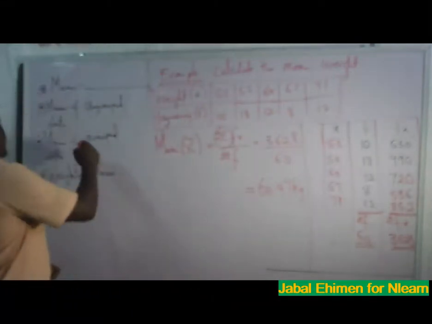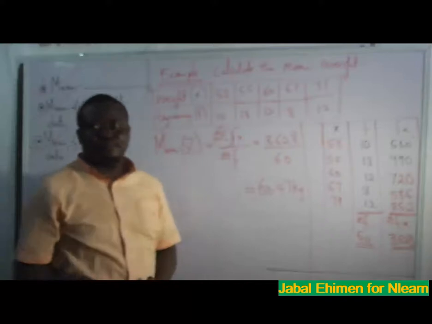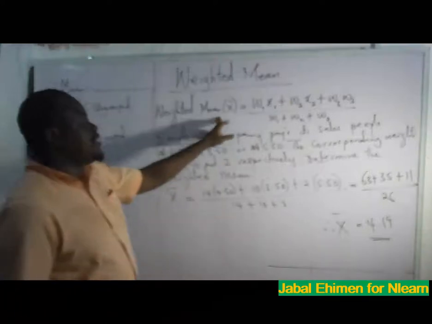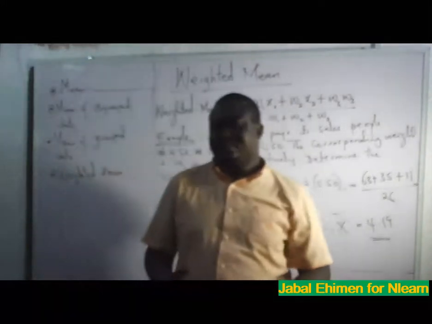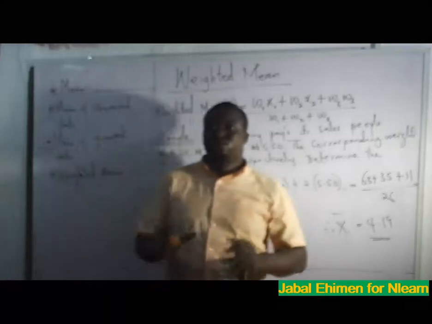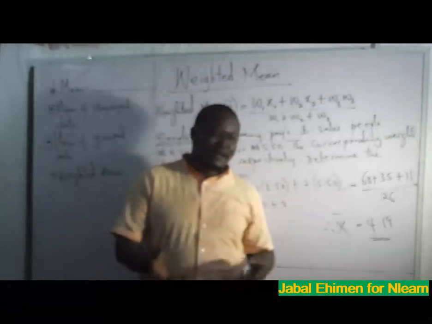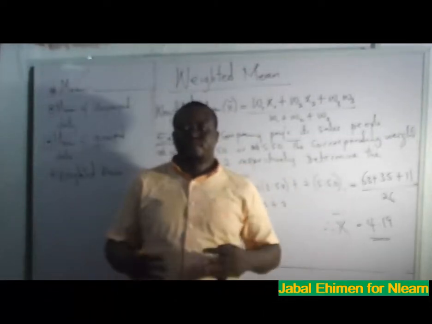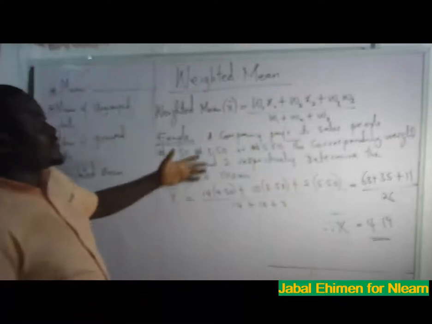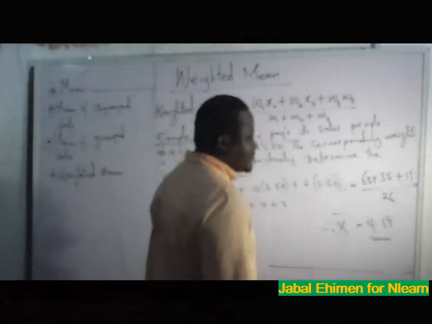Now we're done with this, so we want to talk about something else, which is called the weighted mean. Weighted mean is a mean that is used for decision making actually. For example, you want to buy two models of a phone. For example, you want to buy an Infinix phone, or you want to buy one phone of two different models. When you want to buy phones of two different models, you will look at the weighted mean.